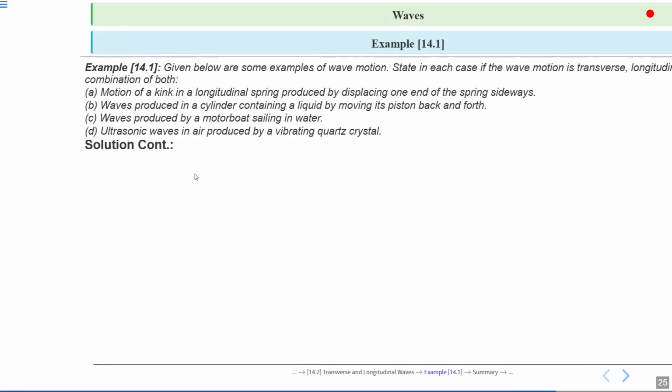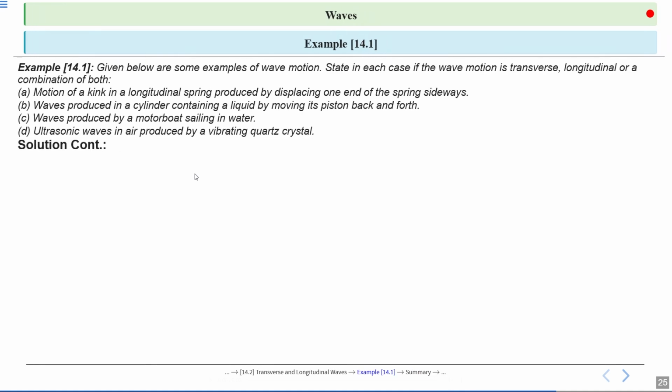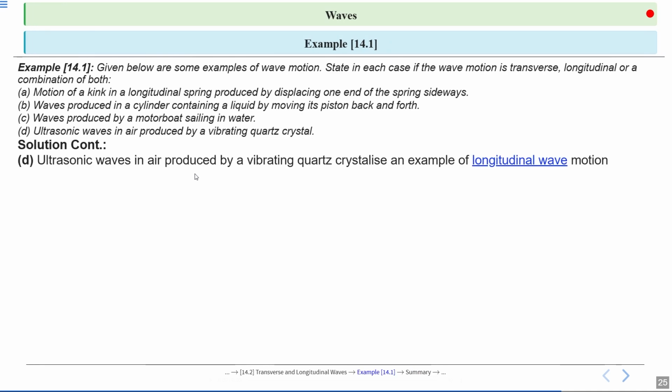Now, let's see D. Ultrasonic waves in air are an example of a longitudinal wave. That means the vibration of the particles in air moves back and forth in the same direction as the wave travels. Ultrasonic waves, just like ordinary sound waves, are pressure waves. This means they travel by creating regions of high and low pressure as they move through the air. The energy is carried by these pressure changes, not by the movement of air from one place to another.